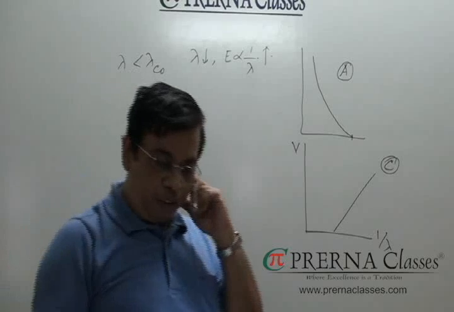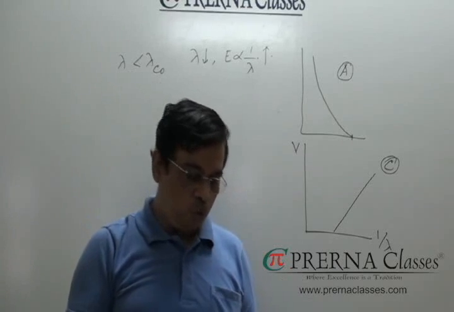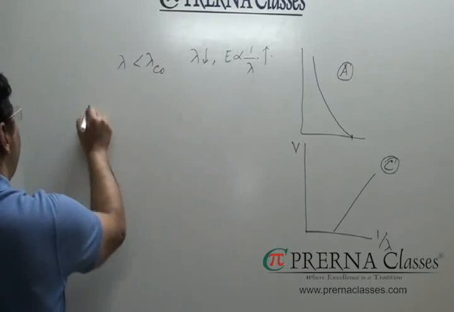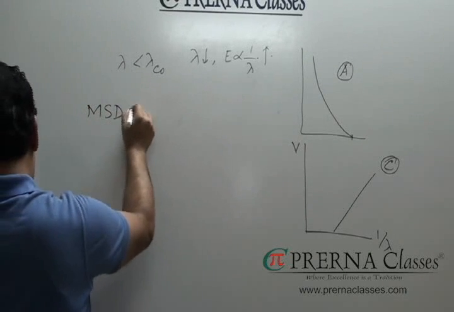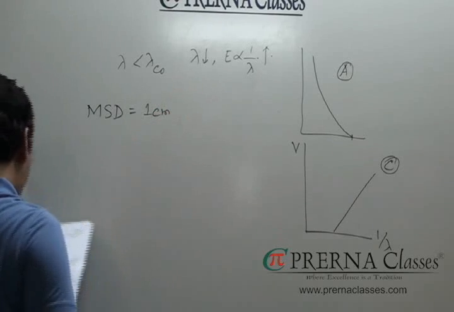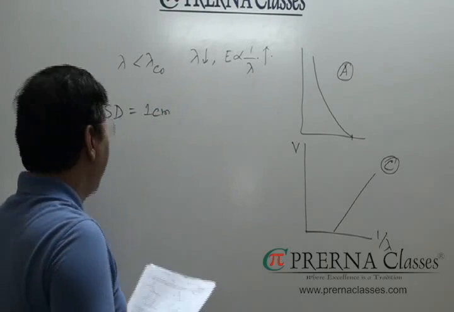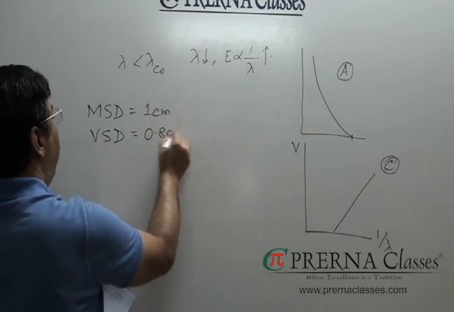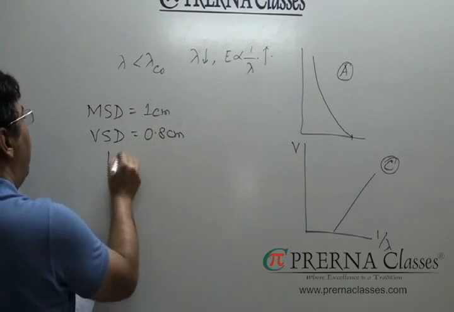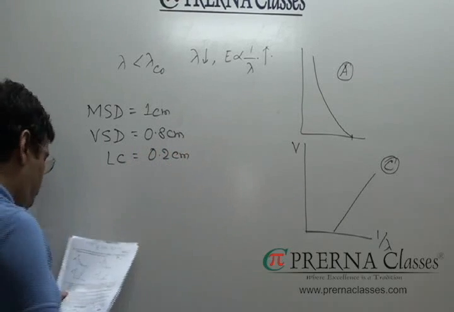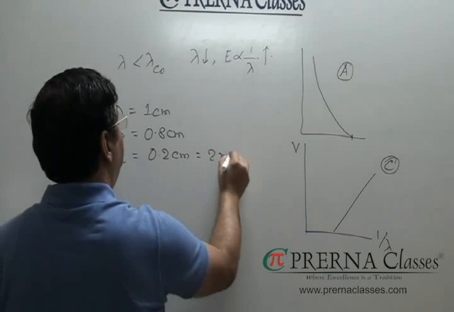The next question dealt with the vernier caliper and the screw gauge. For the vernier caliper, you are given that a main scale division is equal to 1 centimeter. Since 5 vernier scale divisions are coinciding with 4 main scale divisions, we get that a vernier scale division is going to be 0.8 centimeters, and therefore the least count of this is going to be 0.2 centimeters or 2 millimeters.